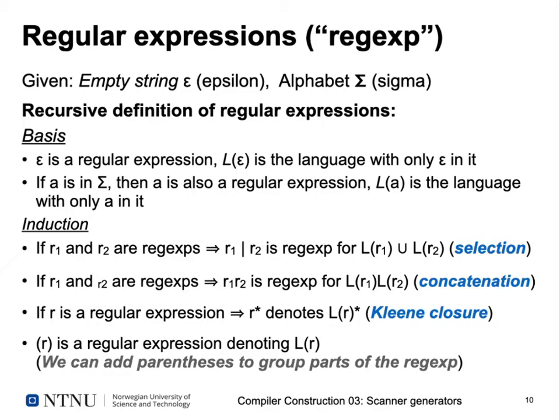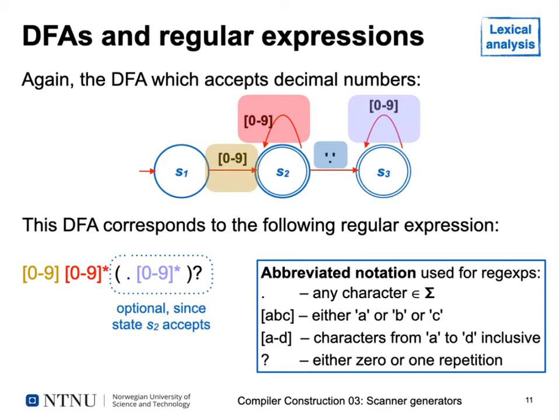And finally, we have something we haven't seen before. If we put our regular expression R in brackets, it's just a regular expression denoting the language generated by this regular expression R. So essentially, we can add parentheses to group parts of the regular expressions to make them easier to read and write. So this is very formal. Let's take a look at some examples of how these regular expressions relate to our automata.